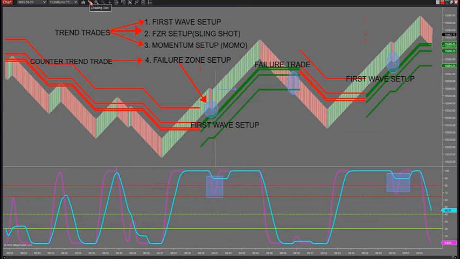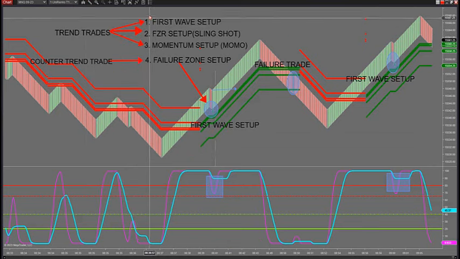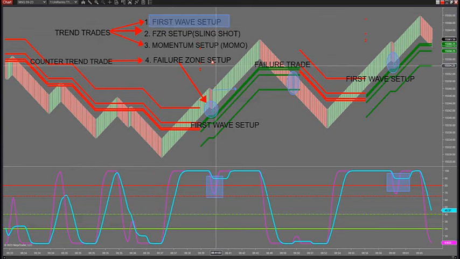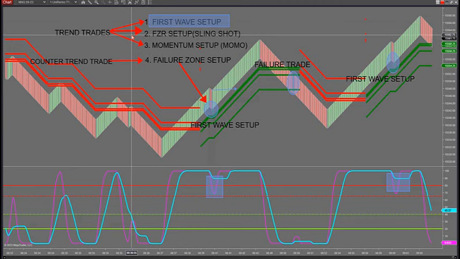A first wave setup, if you do not know how to trade a first wave setup, if you do not know how to trade this, please do not move on to FZR momentum. This is the easiest trade to spot with my zones. If you cannot extract ticks from the market, from a first wave setup, from what I'm showing you, then you really shouldn't look at FZR momentum setups, period.